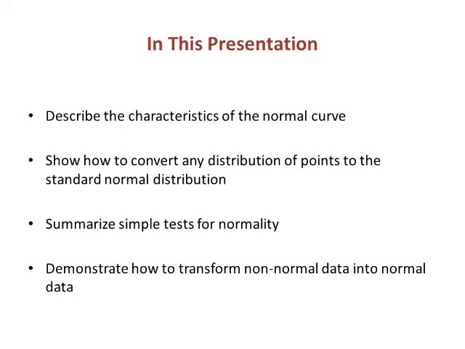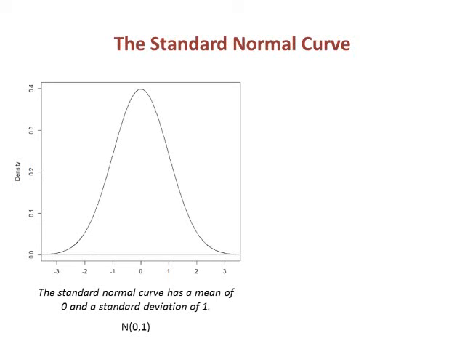In this presentation, we describe the characteristics of the normal curve, show how to convert any distribution of points to the standard normal distribution, summarize simple tests for normality, and demonstrate how to transform a non-normal distribution of data into a normal distribution. We all know the normal distribution. It is commonly called the bell curve.